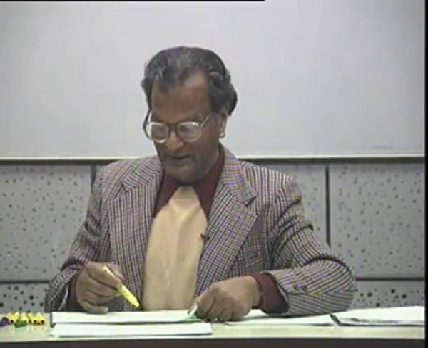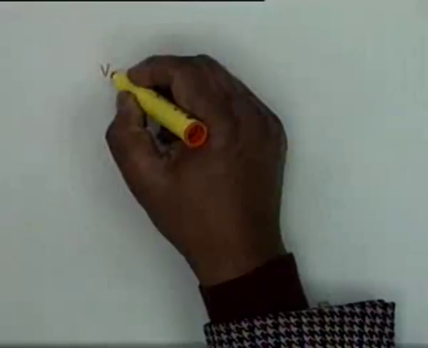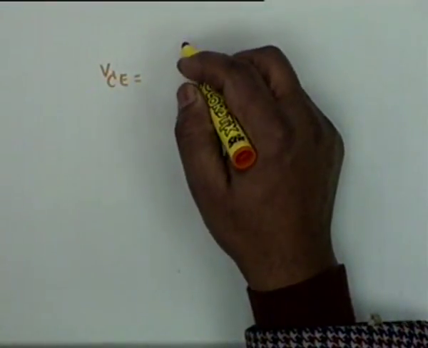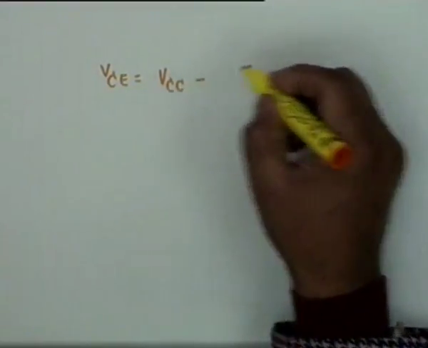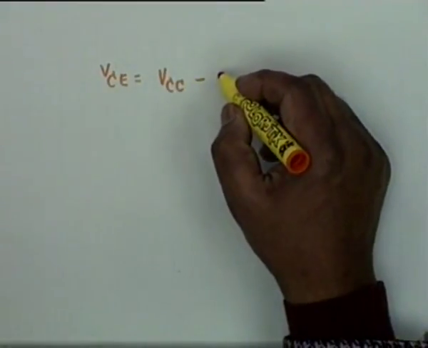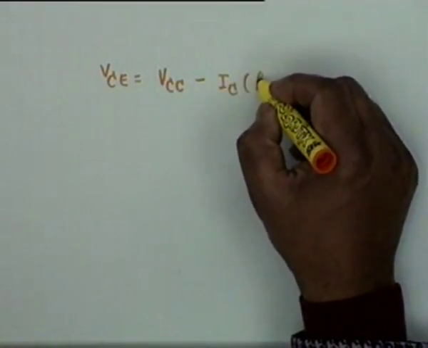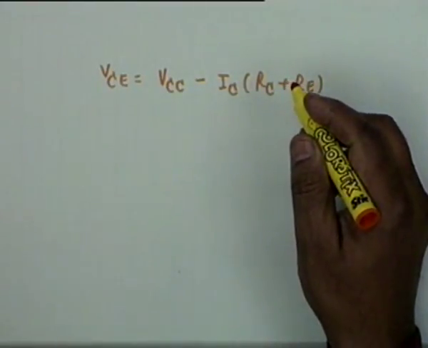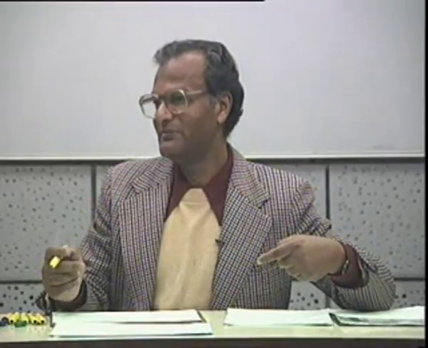Now, if you know I sub c, naturally then you can find out VCE. VCE is VCC minus IC times (RC plus RE). We have ignored that beta 1 by beta term and also beta plus 1 by beta and then the whole ICBO term. It must be understood, because in a lousy transistor where ICBO is not that small, you have to consider the effect of that.